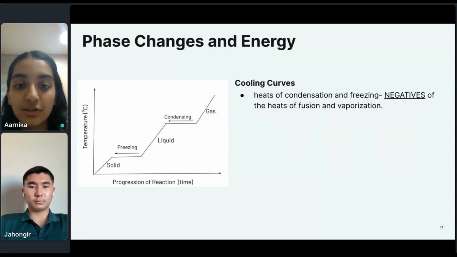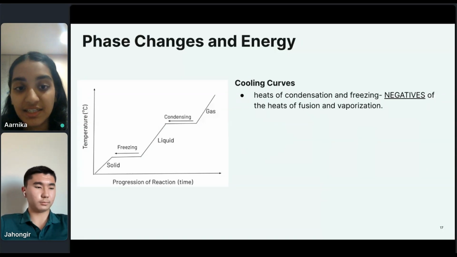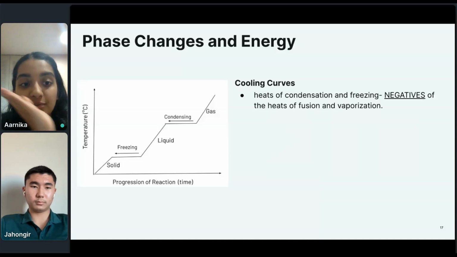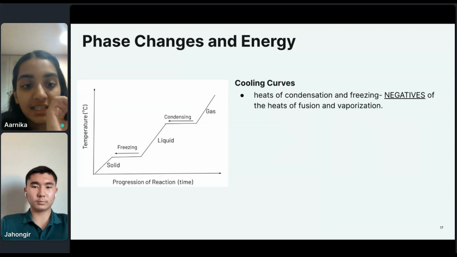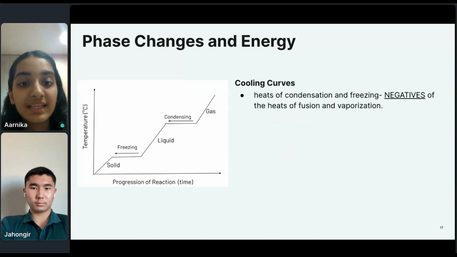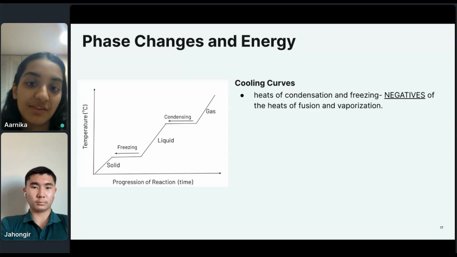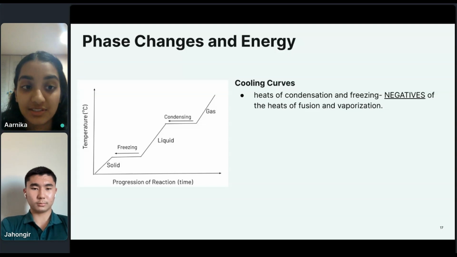Okay. So for cooling curves, this is basically the same exact thing as a heating curve, except it's going downward instead of upward in temperature. So this goes from gas, condensing into liquid, and then freezing into the solid state. The heat of condensation and freezing are the negatives of the heat of fusion and vaporization. So if you don't get the condensation and freezing heats on your test, you just have to take the negative of the heat of fusion and vaporization that they give you.